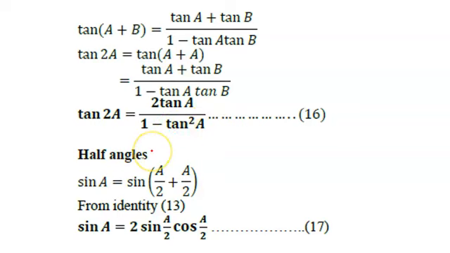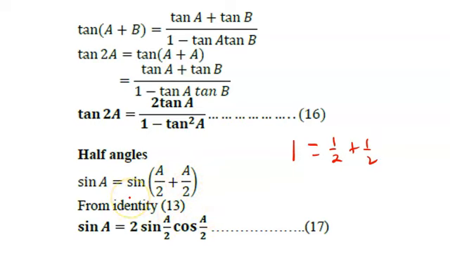So let's quickly come to half angles. Remember, 1 is the same as 1 over 2 plus 1 over 2. Half plus half is equal to 1. In the same way, angle A we can write as A on 2 plus A on 2. These are considered as half angles.